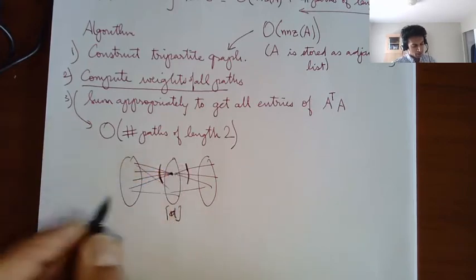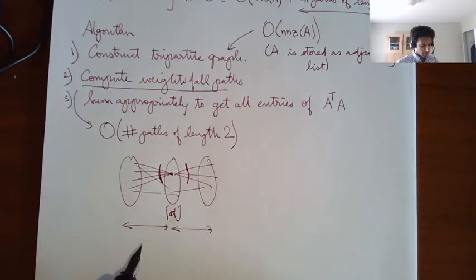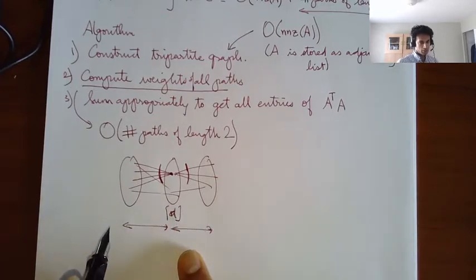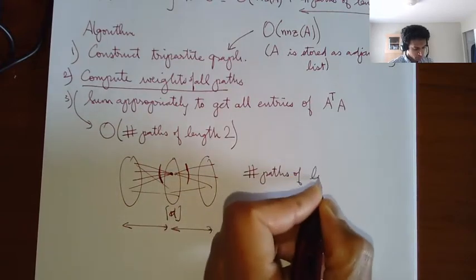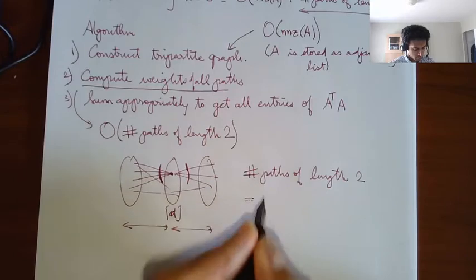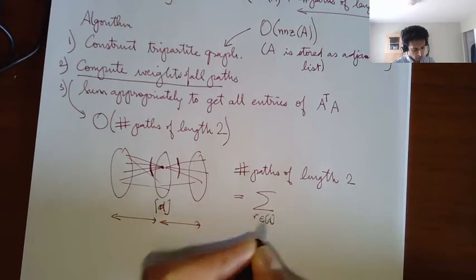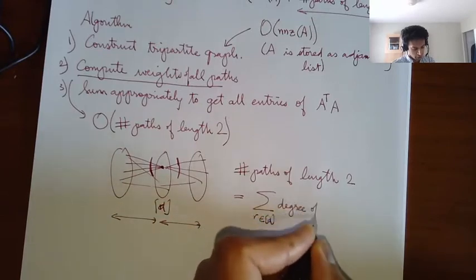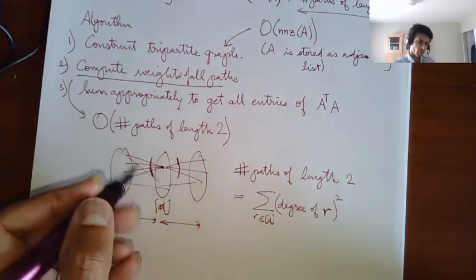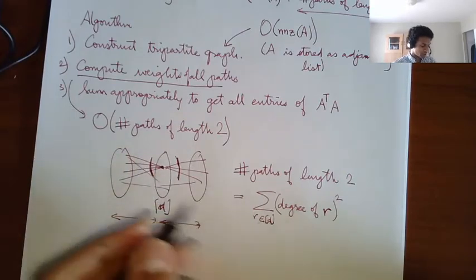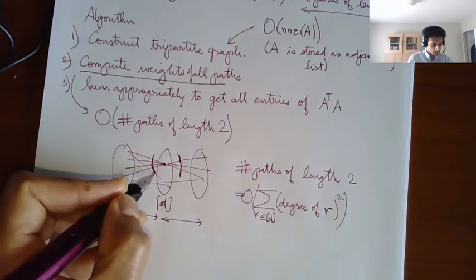Remember, these degrees are the same, right? Because this graph and this graph are essentially identical. They're just one mirroring the other. So the total number of paths of length 2 is equal to the sum over all R in D of the degree of R squared. You could think of one of these being the degree. Does this make sense? So you basically square the degree.